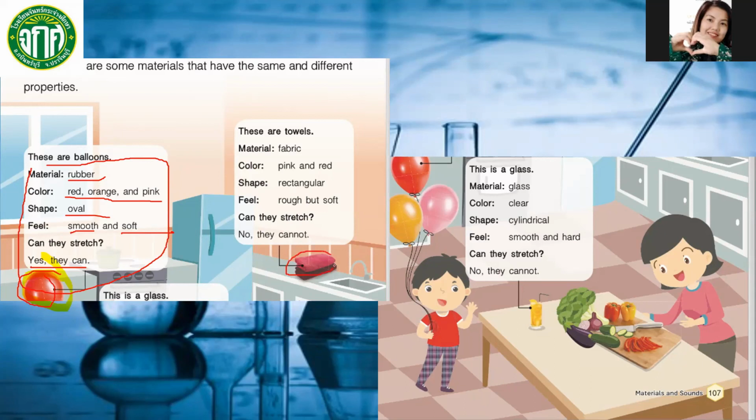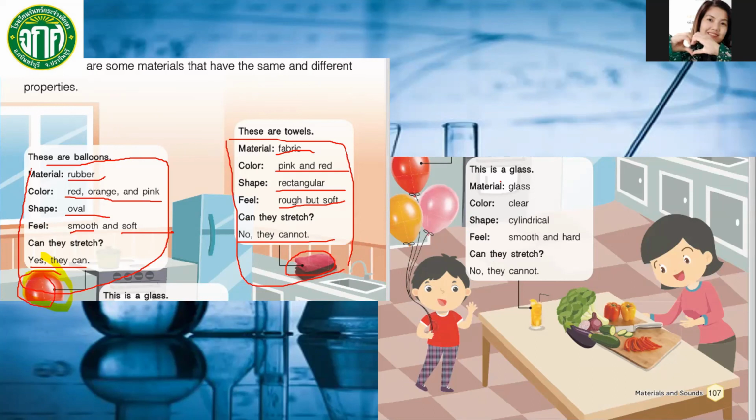Next is towels. The material of a towel is fabric. The color is pink and red. The shape, rectangular. Feel, rough but soft. Can they stretch? Can we stretch a towel? No, they cannot. So these are the properties of this towel.